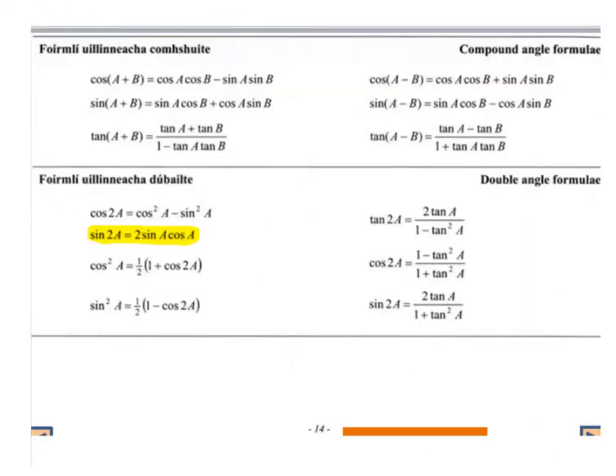So this is page 14 of our formula book, and this is the formula that we just used. This is our double angle formulae.